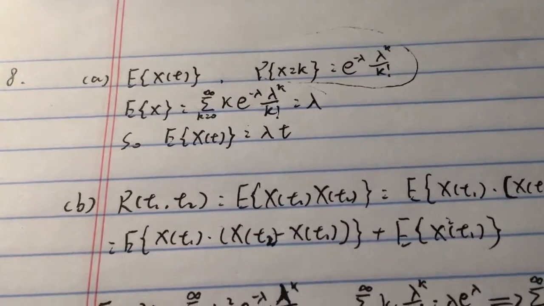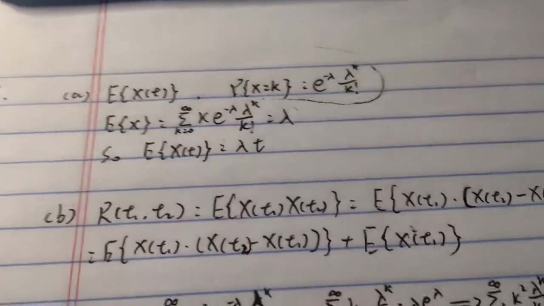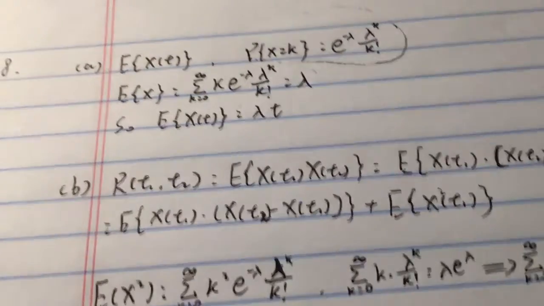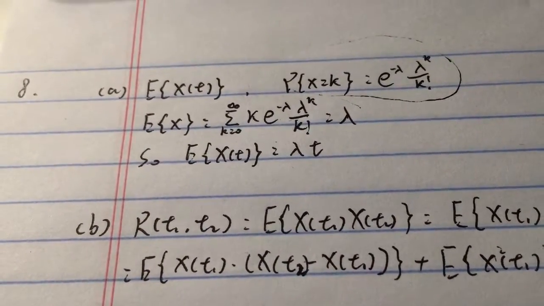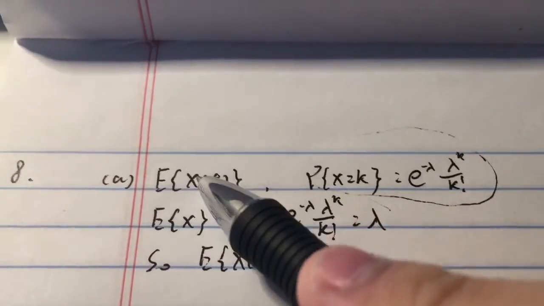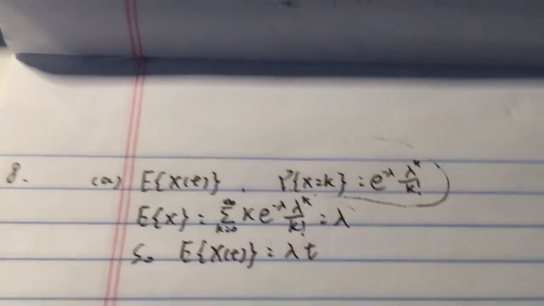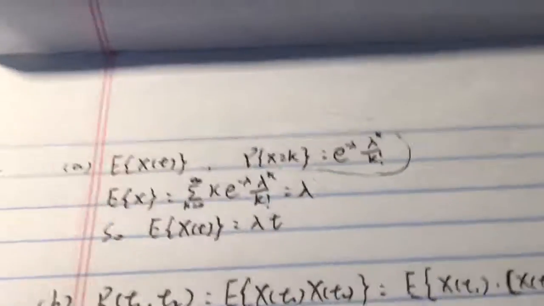Now we are in problem 8 of homework 7. This question is about the Poisson process, and we have several properties in this problem. In the first question, we need to find the expected value of a stochastic process of x. X is a random variable.